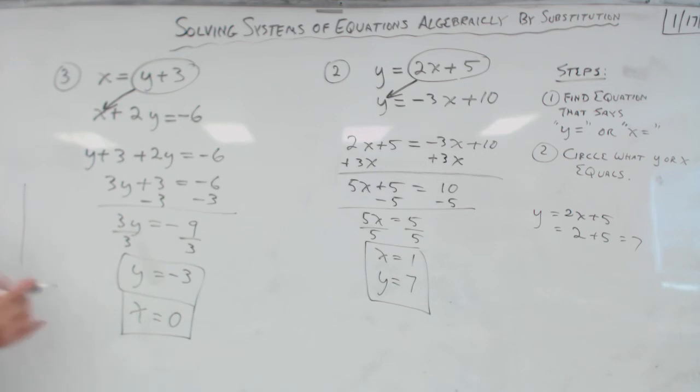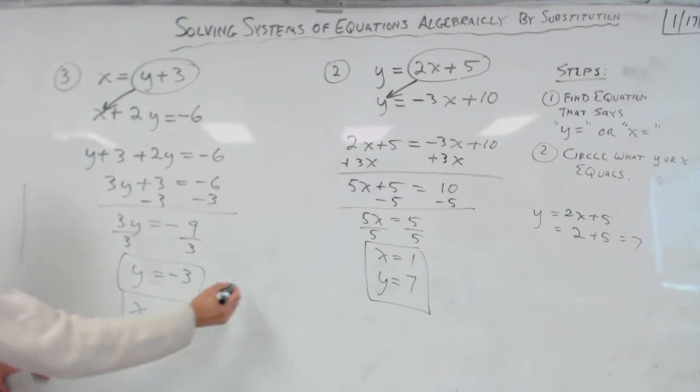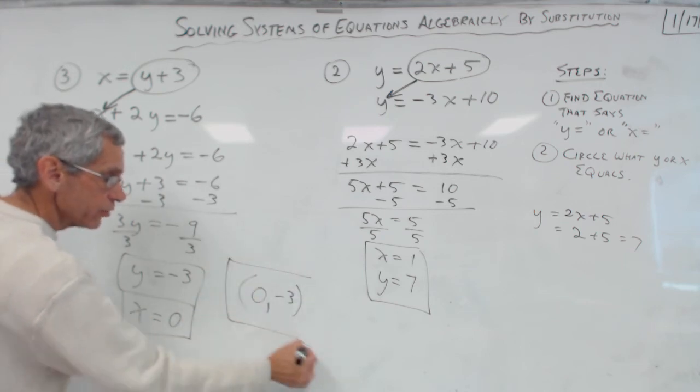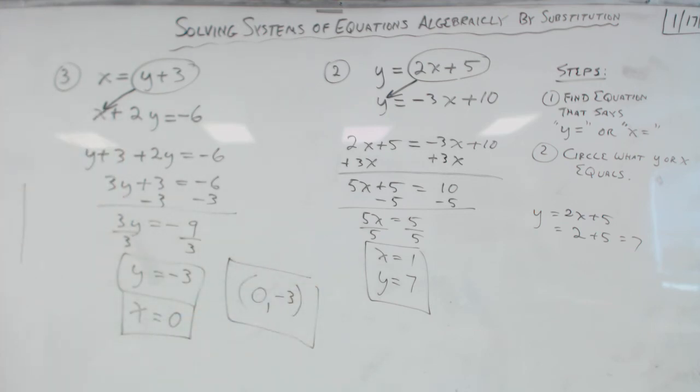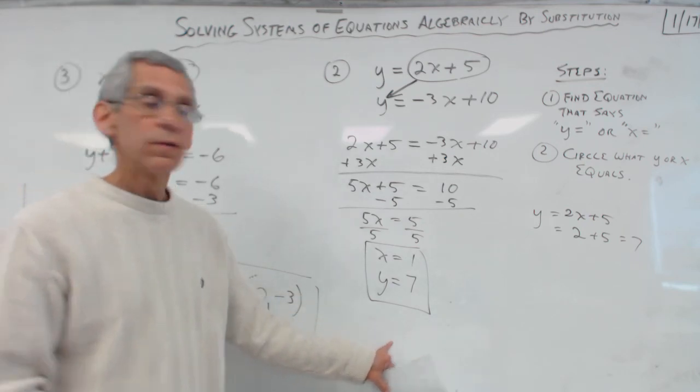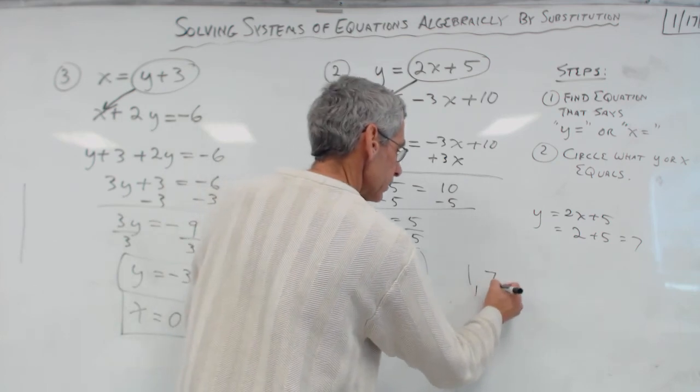You can make it 0, negative 3. It's a point, and you could graph where the line goes. That is also an acceptable answer. Does that make sense? Okay, what would this one be? 1 comma 7, exactly.